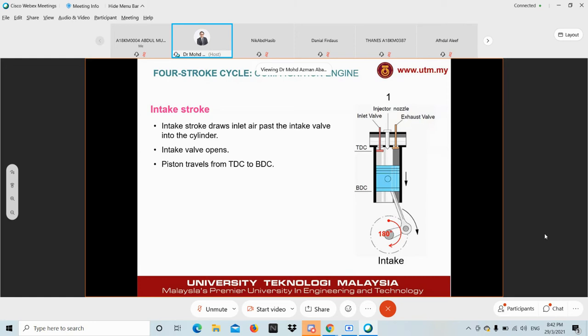Okay. Again, the other features are always the same. The piston moves from TDC to BDC in the intake stroke. Inlet valves open, draw in air, the volume expands, and the crank rotates 180 degrees. So that is the intake stroke.